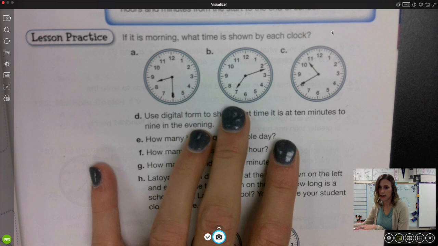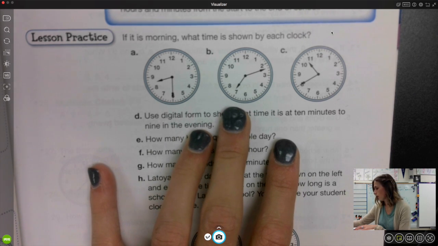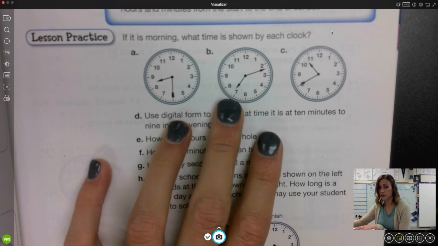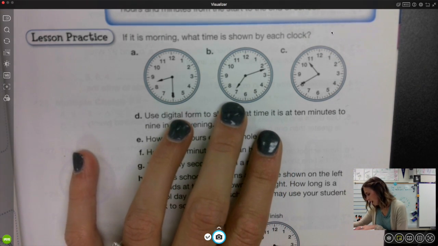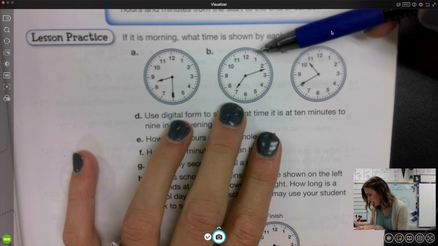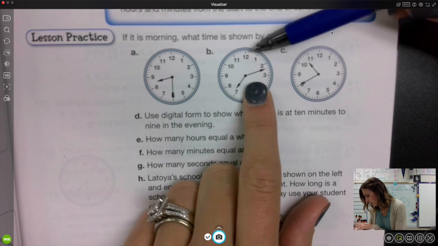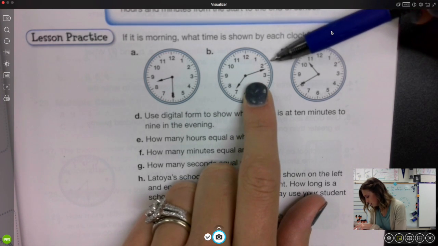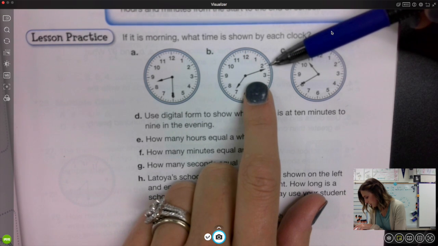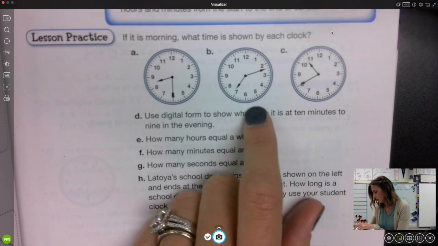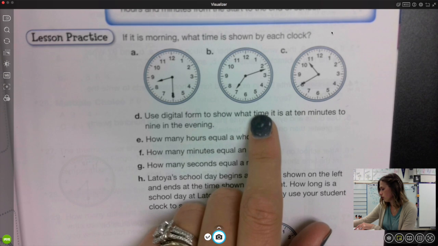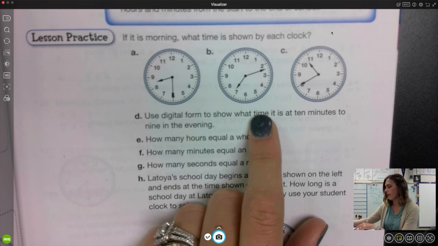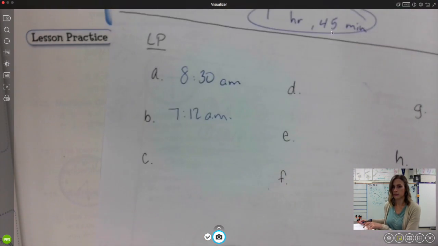What about B? Try to read what time that clock says. Well, our little hand's between the 7 and the 8, so it would be 7, and then we've got to figure out what minute we're at. Look at our minute hand then. 0, 5, 10, and we've got to count by ones. 11, 12. So it's 7:12 a.m. That would look like this.